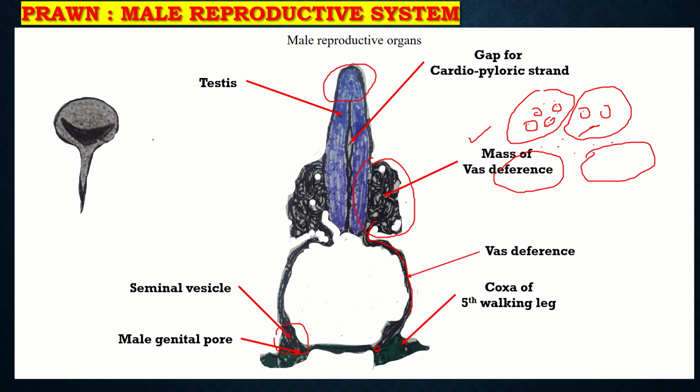When we see the mature sperm, it has two main structures. The mature sperm consists of a rounded cytoplasmic body containing a large dark nucleus in the head portion, and a tail-like blunt process. So the sperm has a rounded head with a large nucleus and a tail-like process. So this is all about the male reproductive system of the prawn.